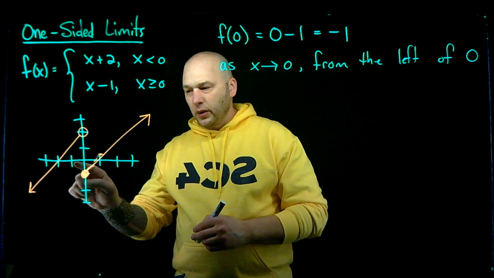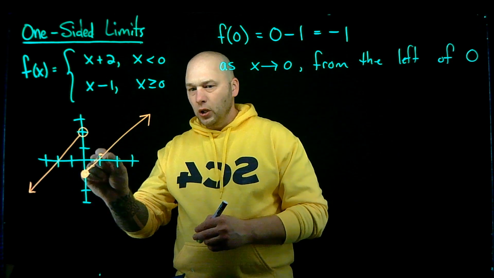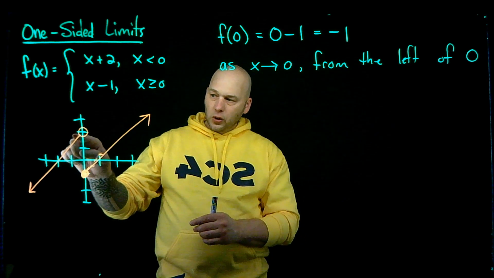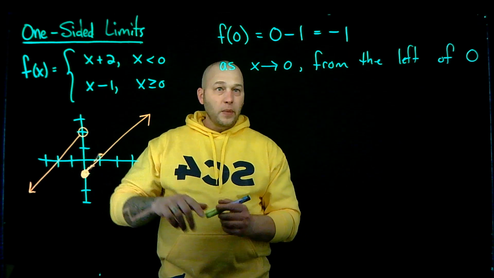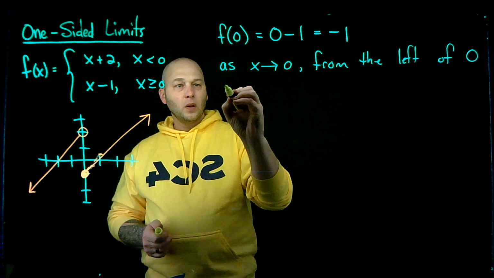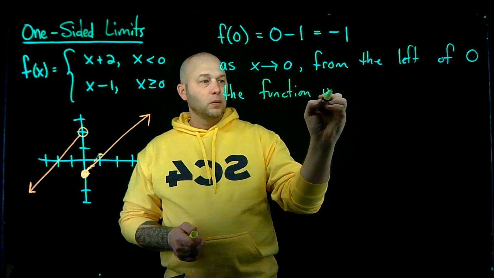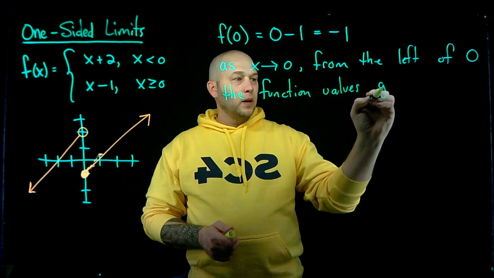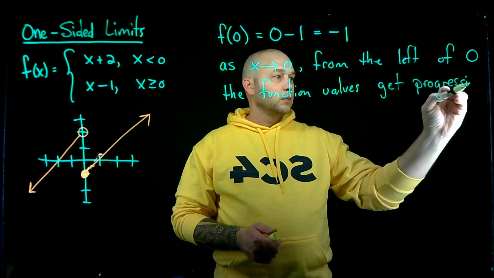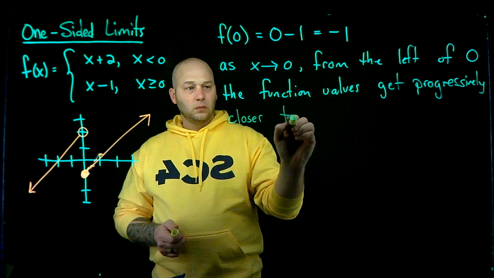Again, I'm not actually going to get to 0. I'm just walking closer and closer to it. Those corresponding y values are then getting closer and closer to this open circle. So that means as x approaches 0 from the left of 0, the function values get progressively closer to 2.